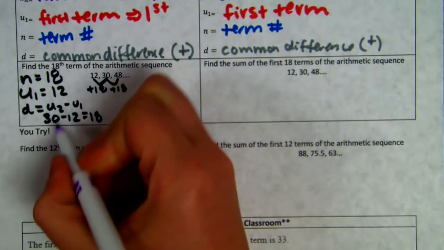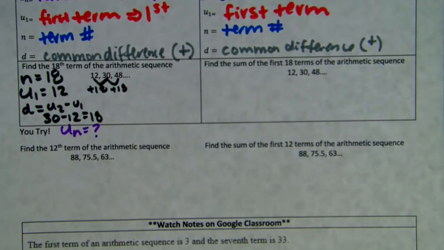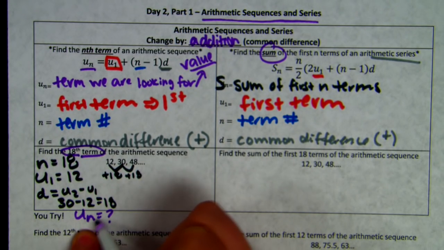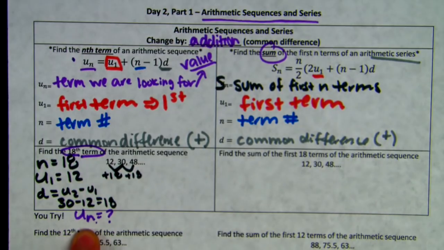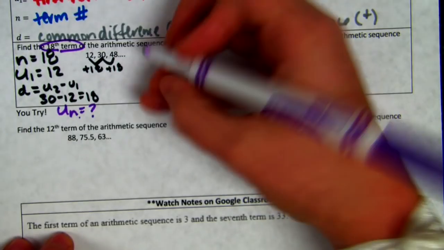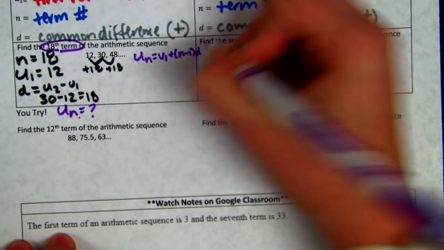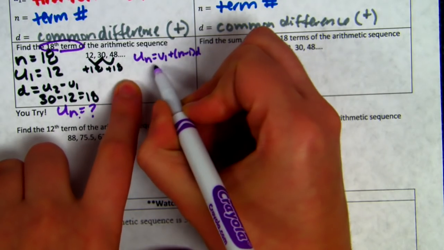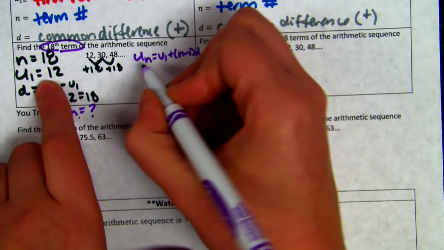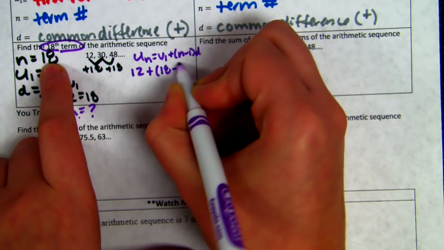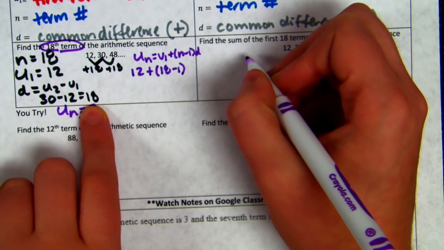And I do not know what my 18th term is going to be. So when I'm solving for this, I'm looking for the 18th term. So I know that I am looking for a term number, which means I'm going to use this formula right up here. So rewriting it over here, I have un equals u1 plus n minus 1 times d. I don't know what this is, so I'm going to take u1, which was 12, plus n, which was 18, minus 1 times my common difference, which was 18.